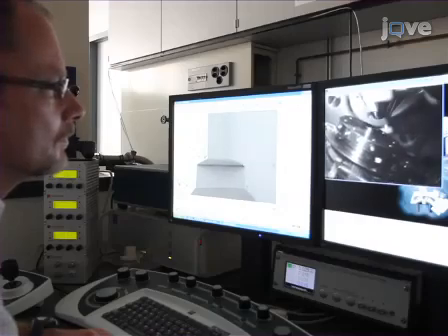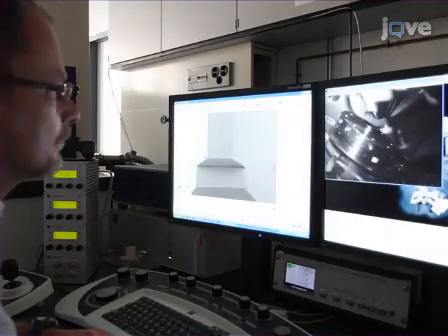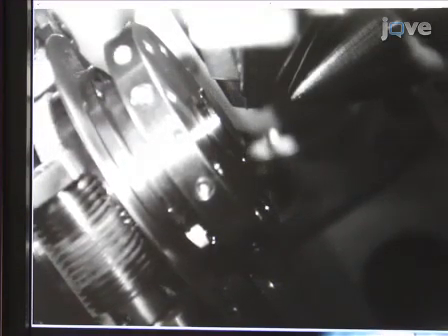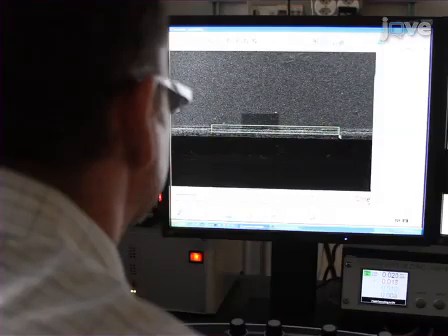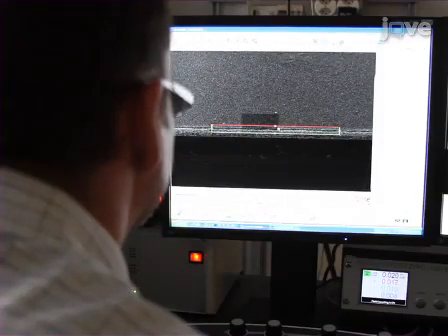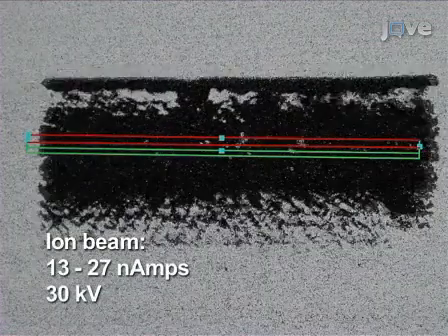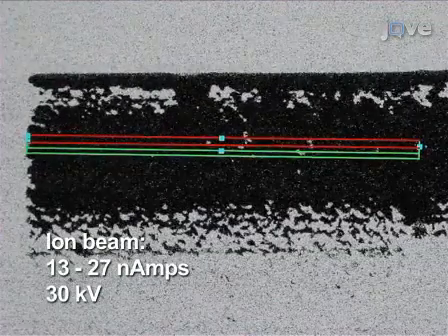Orient the block so that the face to be imaged lies parallel to the milling beam. This results in the electron beam being oriented at 54 degrees to this face. Using an ion beam current of 13 to 27 nanoamps at 30 kilovolts, remove a narrow band of resin from the front of the region to be imaged.